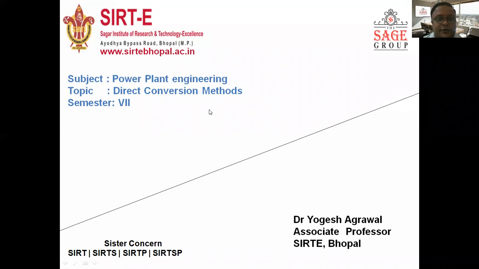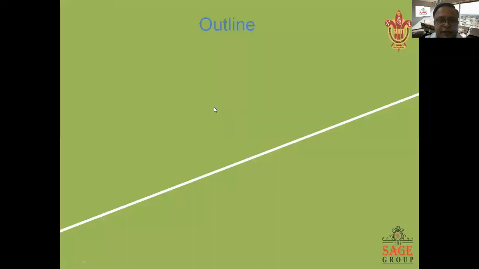Today I will discuss the direct conversion method. This is part of unit 1, and the subject name is power plant engineering. Semester is 7. This is the energy conversion method. It is also called direct energy conversion, from one form to another form. So, move to the outline.